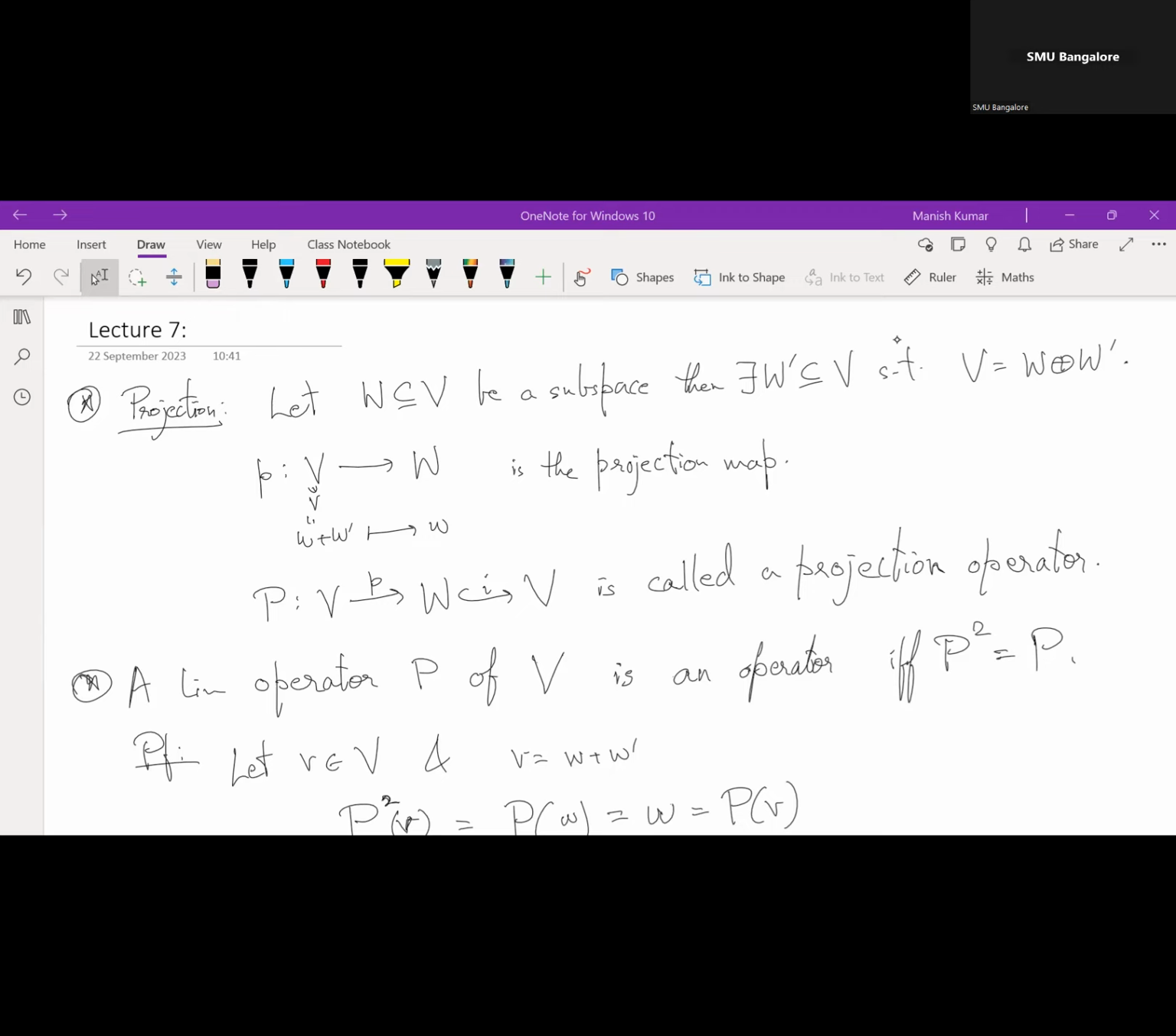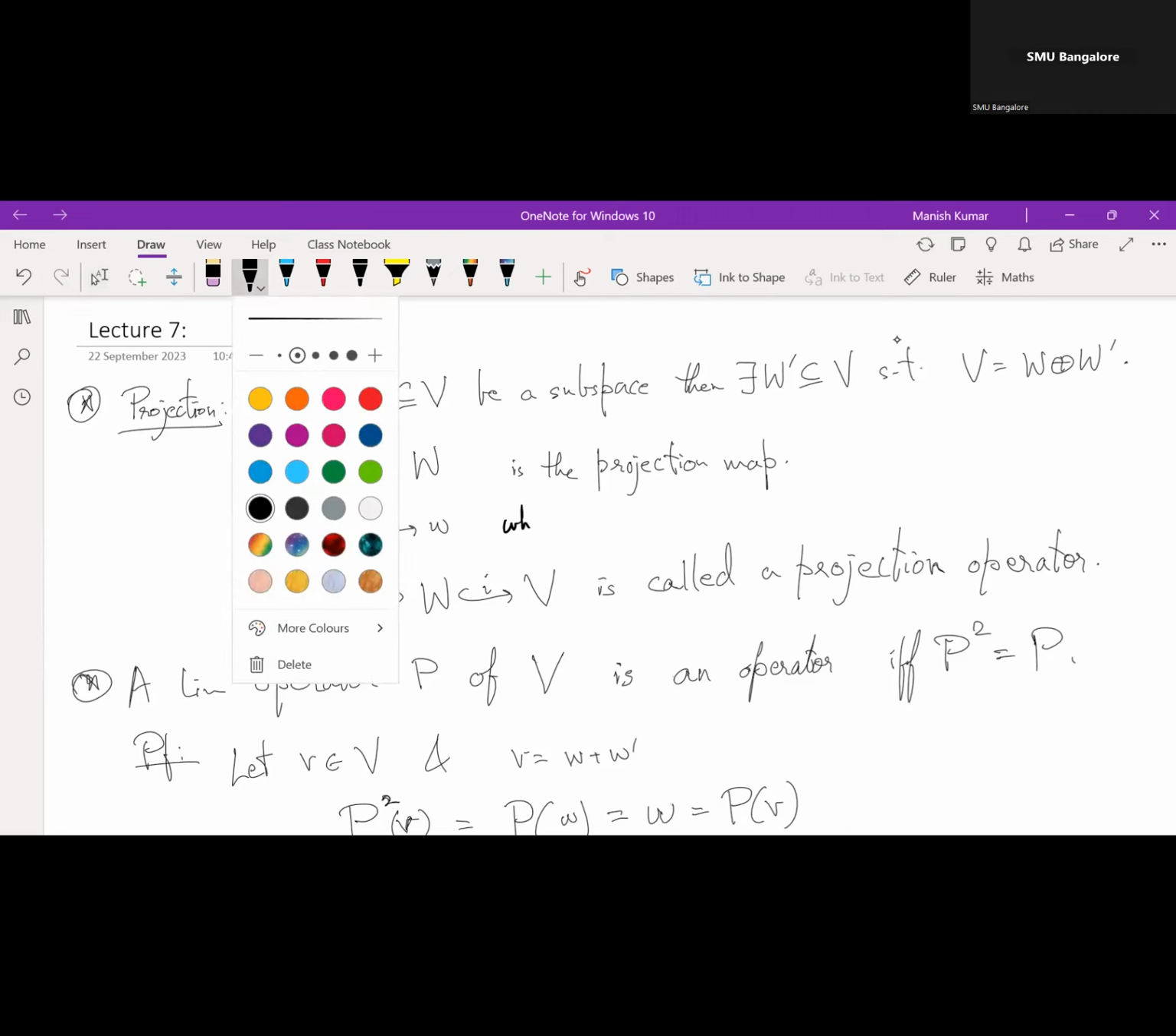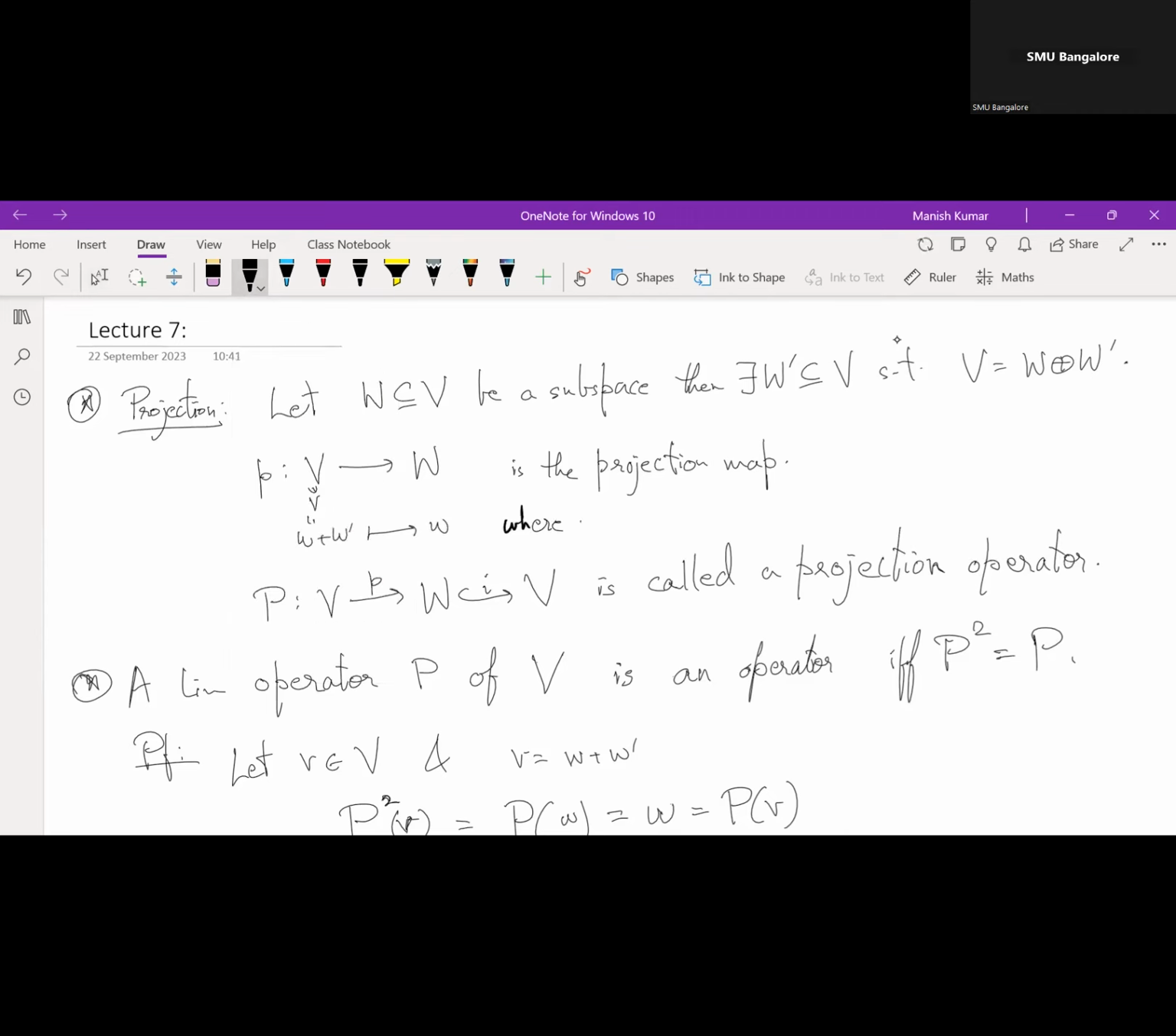So any element v in V, you can write uniquely as w plus w prime, because V is an internal direct sum of W and W prime, where w belongs to W and w prime is in capital W prime. Then you send v to this w. So this is a projection operator. Any such map is called a projection operator.